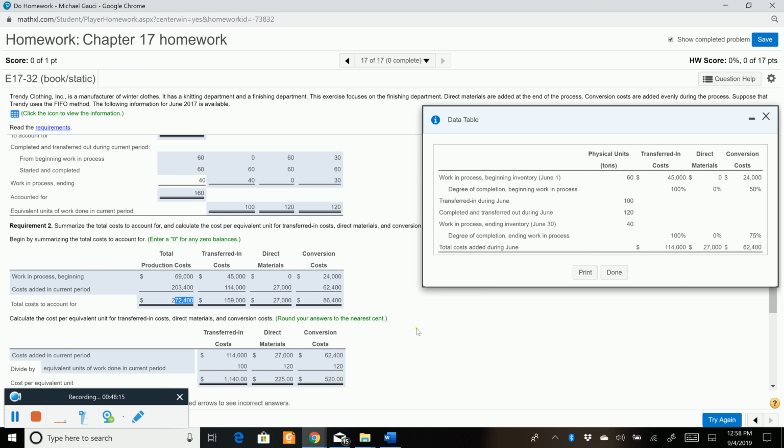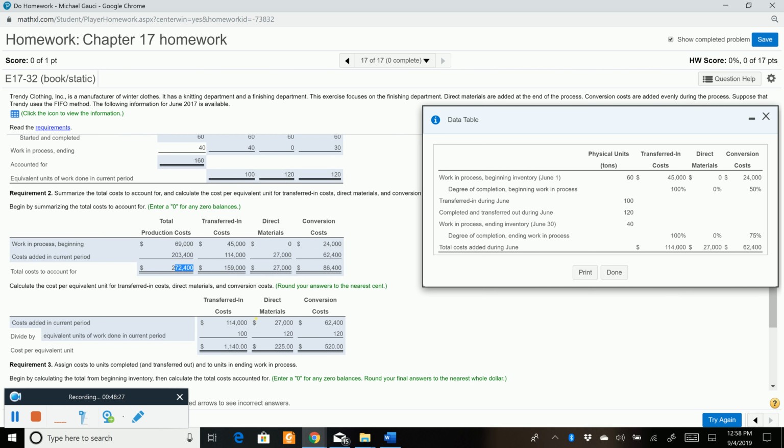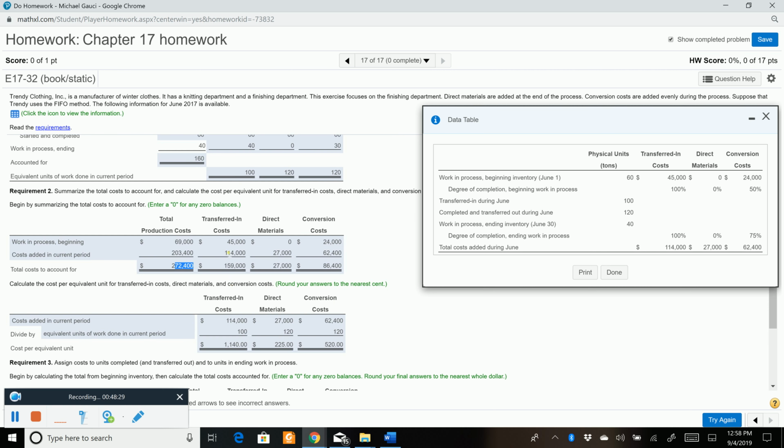Once again, we need to determine out of that $272,400, how much of it moves on to finished goods and how much of that cost remains in the ending WIP inventory. And so because we're using FIFO, what we're going to do is take not the total costs, but the cost added during the current period. For transferred in, that's $114,000. And we will divide it by our equivalent units. For transferred in cost is 100, so 114,000 divided by 100 gives us our cost per equivalent unit of 1140.